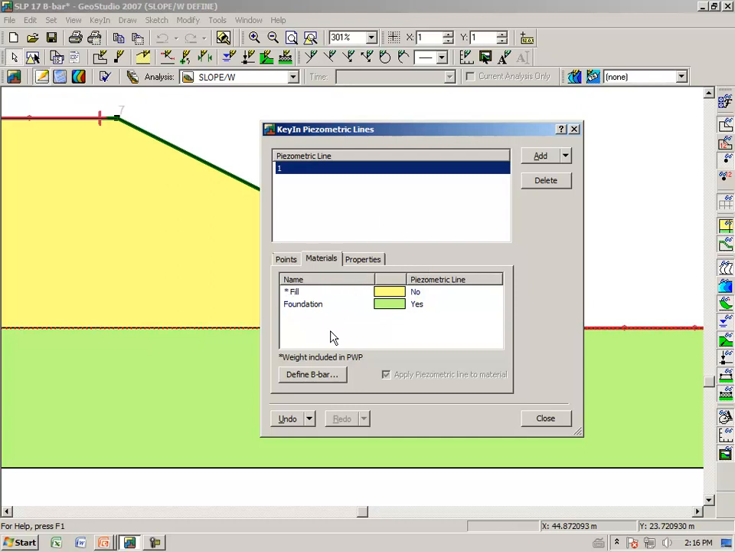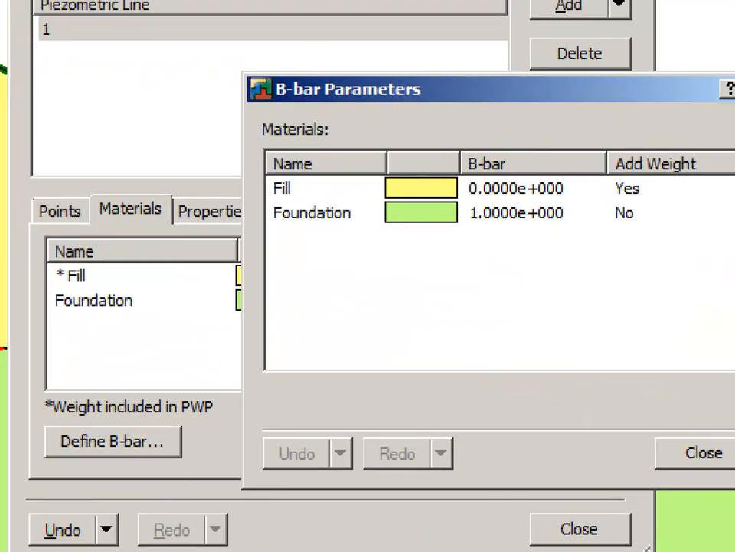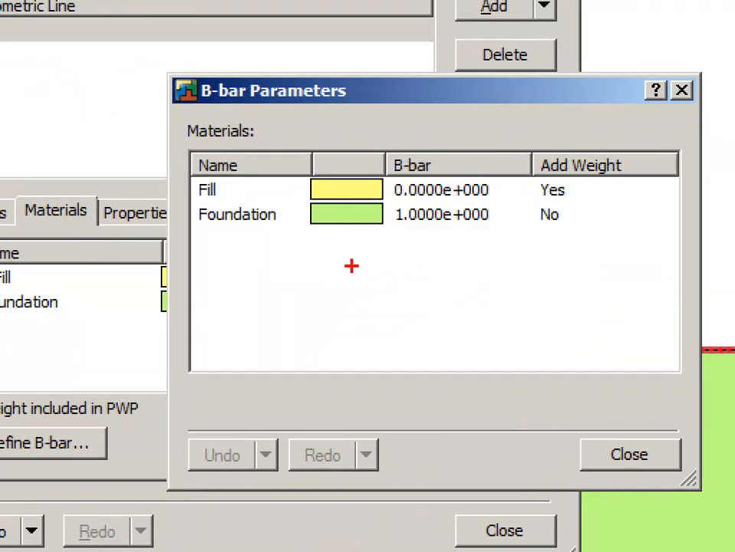Secondly, we need to look at Define B bar. And here, notice that the fill weight adds to the pore pressure. The foundation weight does not add to the pore pressure. There is no excess pore pressure developed in the fill due to its self-weight. Therefore, B bar is 0. The foundation, however, does respond to the fill weight, and the B bar in the foundation is 1.